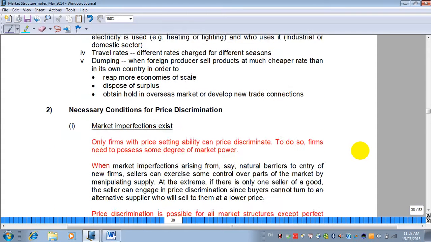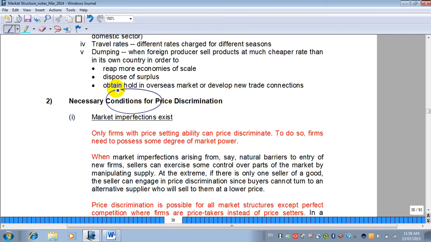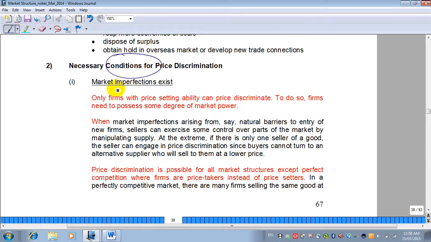Next I want to emphasize the conditions required for price discrimination. Here we have the condition of market imperfections, and I want to highlight that firms need to possess some degree of market power. It could be a monopoly, it could be an oligopolist. Even firms in monopolistic competition can price discriminate to some extent because they do also have some degree of market power, just that they have less market power.